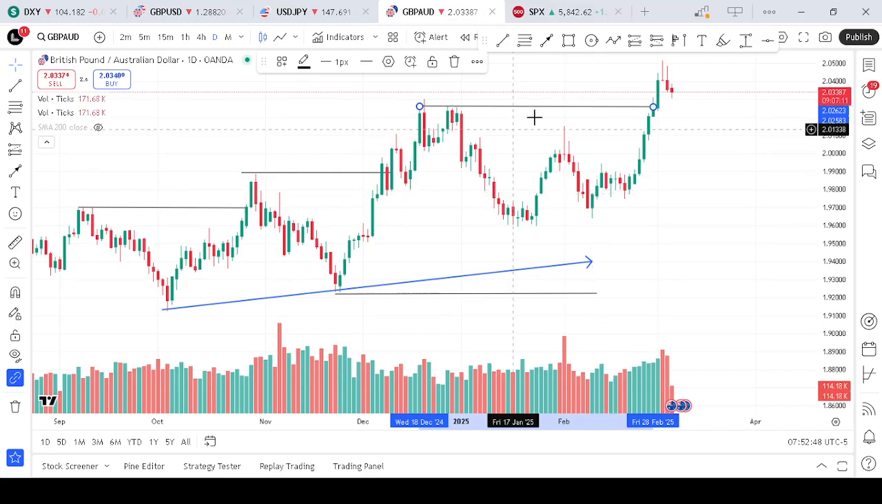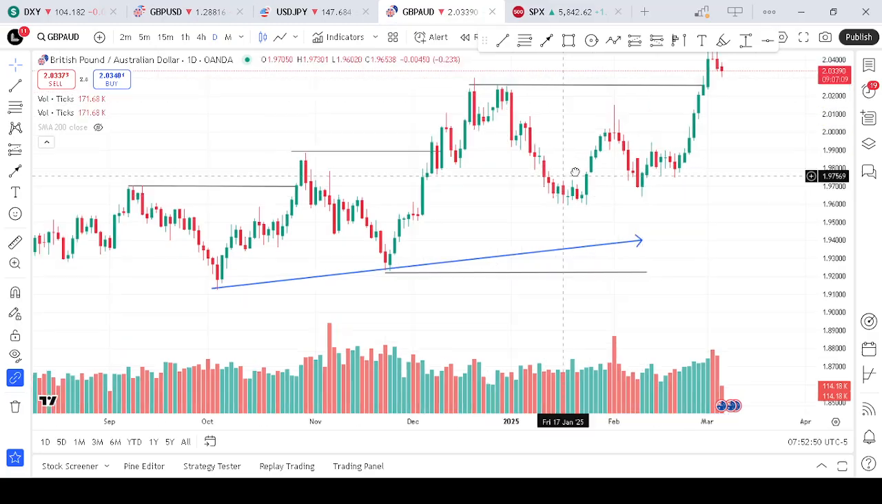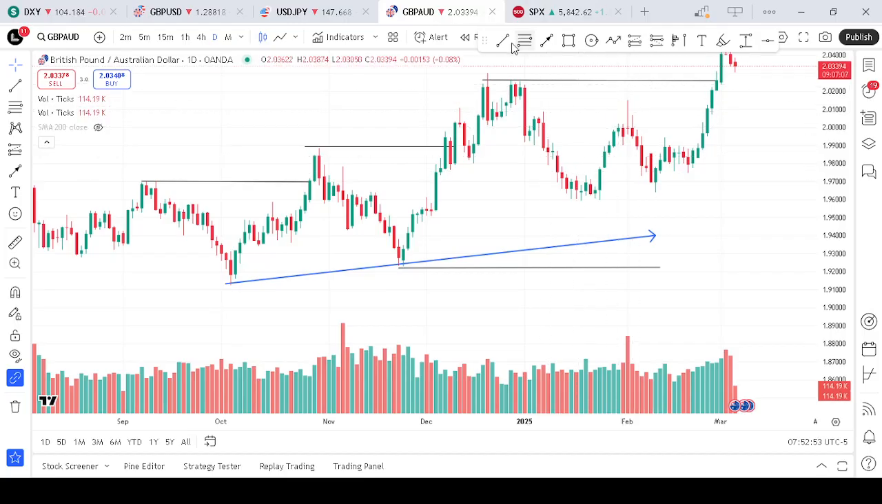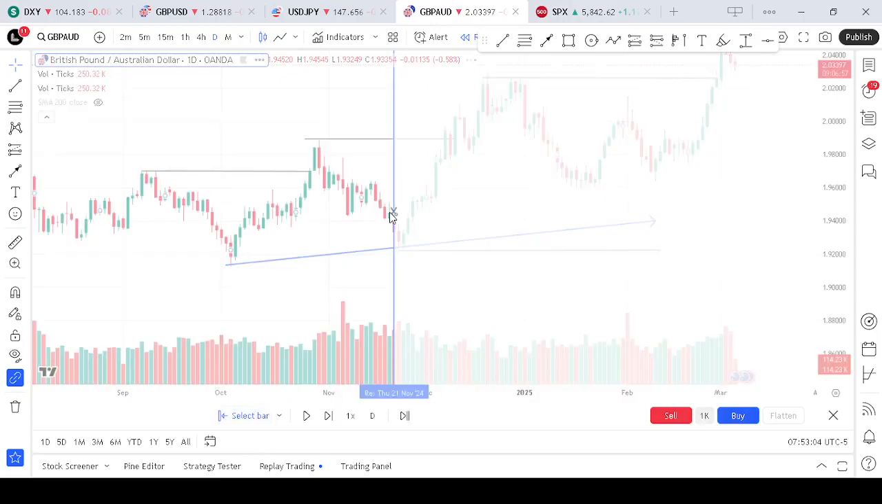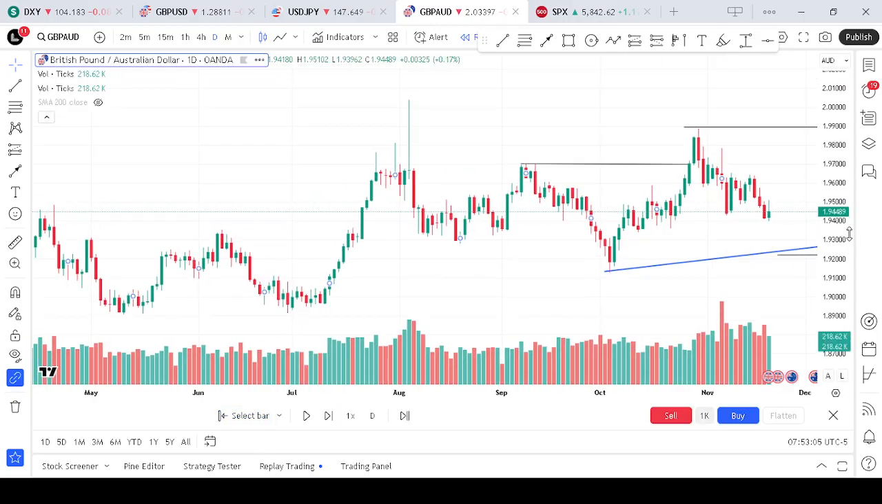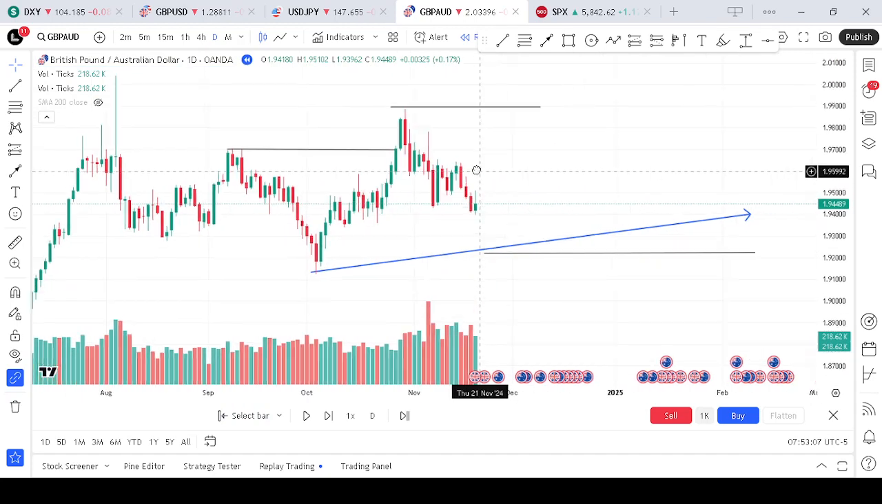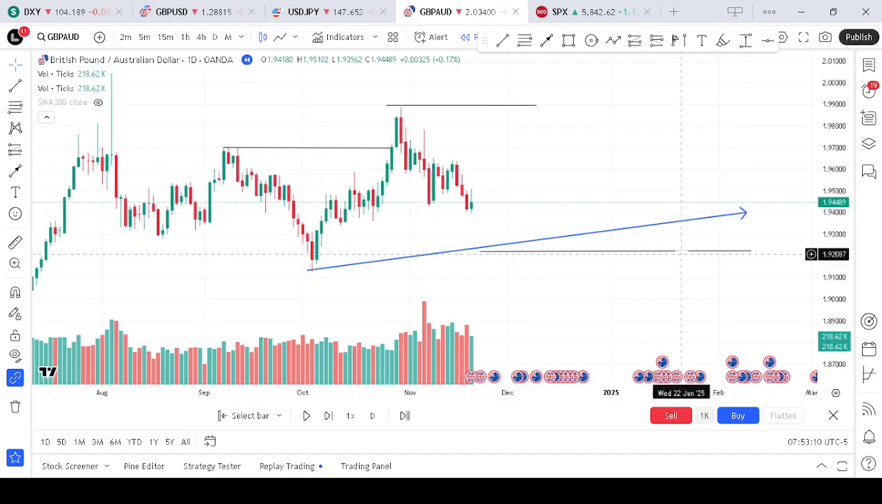Now let's see how we can enter a particular position. Since this is exactly our daily time frame, let's see how we can capitalize on a trading opportunity using our long-term trading bias.